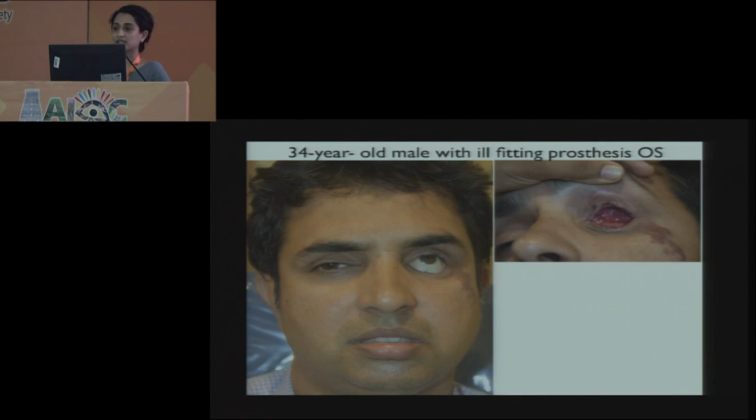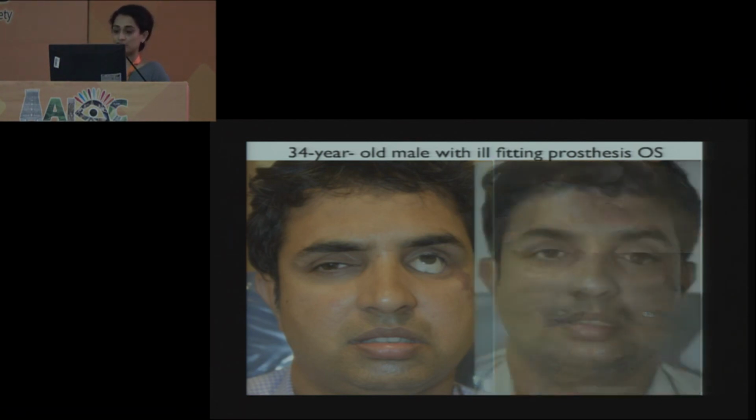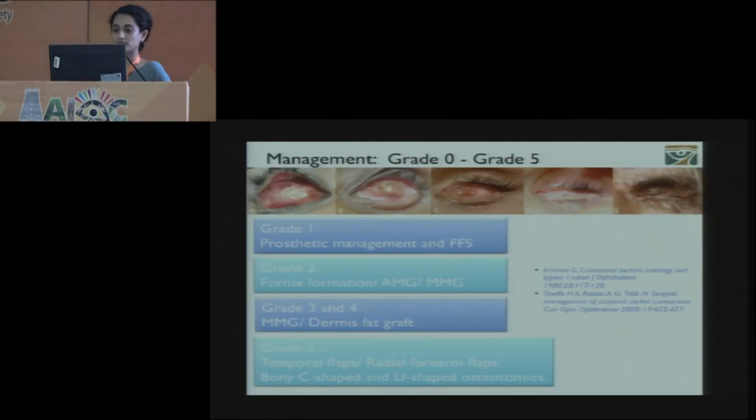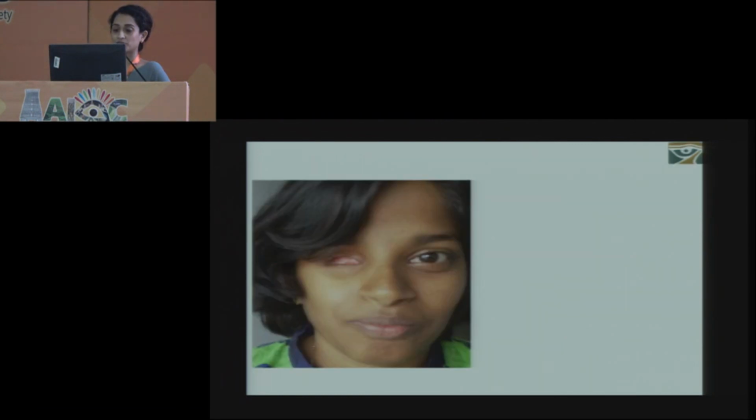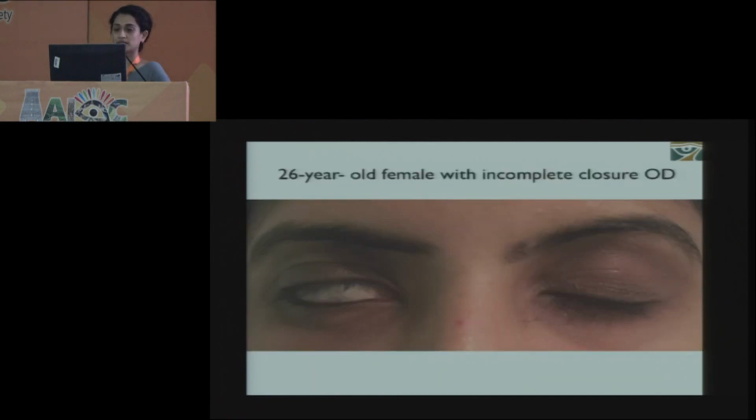Ill-fitting prosthesis, contracted socket. You can get a case of contracted socket. After DFG and fornix formation sutures, after fitting a new prosthesis, it's important to know the grading and classification of contracted socket, because management depends upon the grade. Very important. In those which are repeatedly surgically done, retinoblastoma patient, radiated, exenteration is the option in these patients. Last case, 26-year-old female with incomplete closure OD.